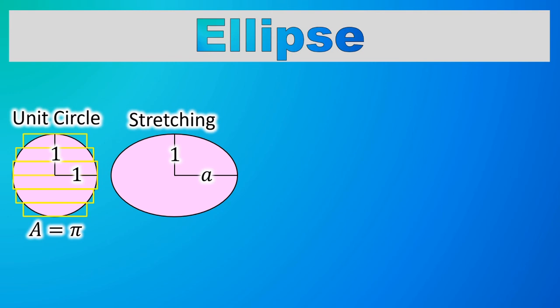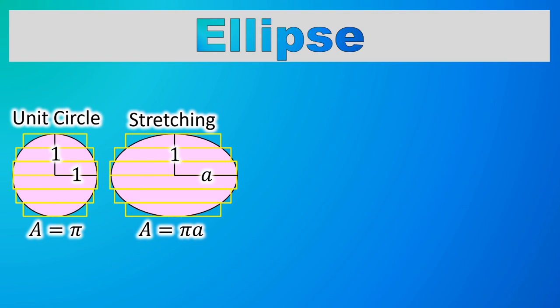And let's split up this ellipse into its rectangles as well. So for each rectangle, we're increasing the area by A. That means that the total area is increased by A. And so the area of this ellipse would be pi A.